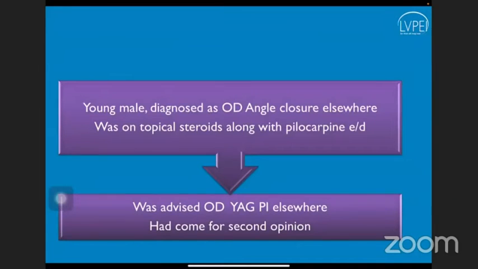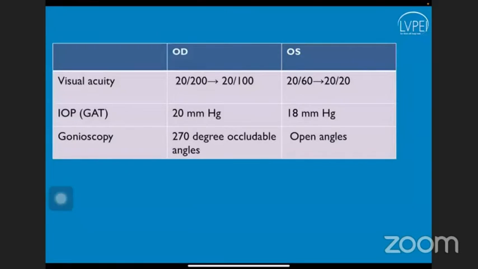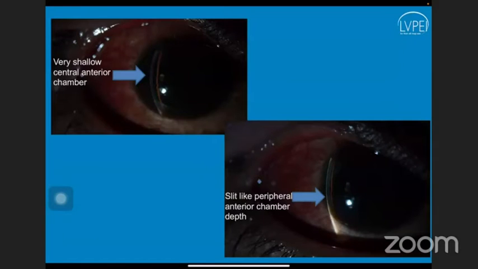The third interesting case is of another young man diagnosed with a unilateral angle closure, and he was started on topical steroids along with pilocarpine, and was advised to undergo a laser iridotomy. He had come for a second opinion. The left eye seemed to be quite normal. The right eye had decreased vision and occludable angles over 270 degrees, the unilateral occludable angles. The central and the peripheral anterior chamber were both quite shallow, as you can see in these slit lamp images.